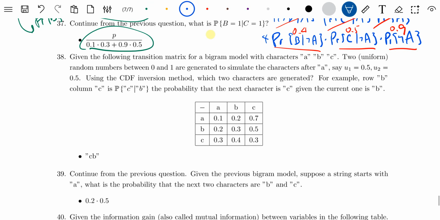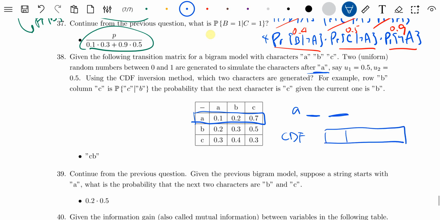The next one is you start with the character A, and then you want to find, using CDF inversion, how to simulate the next two characters. So first, after A, the probability distribution is A with probability 0.1, B with probability 0.2, and C with probability 0.7. So the first thing is to find the CDF of that. For the CDF, you are just adding up the consecutive ones.